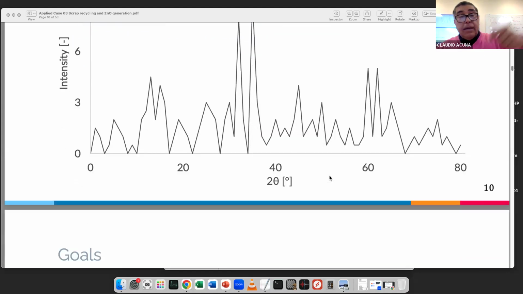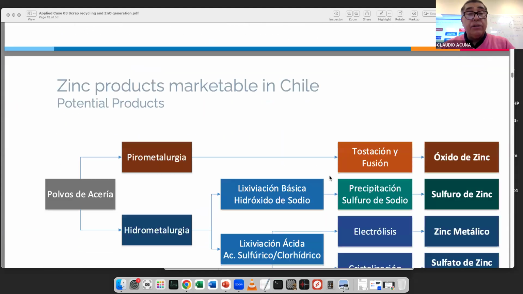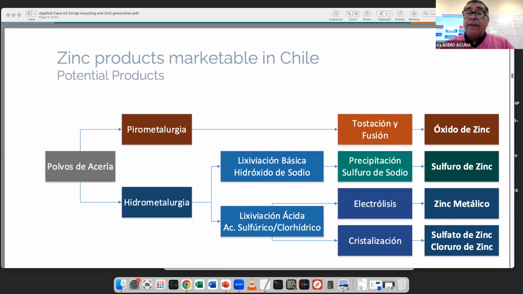Okay, I want to speed up a little bit here because you have the presentation. So, Sarah, these are possible routes. In chemical engineering, we call them routes, possible routes. Okay, that's pyrometallurgy. I'm pretty sure that I can translate that, but hydrometallurgy.